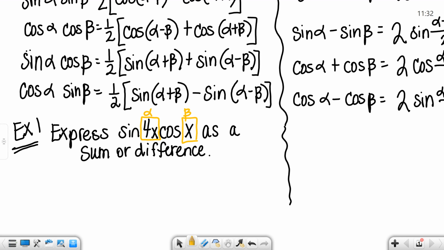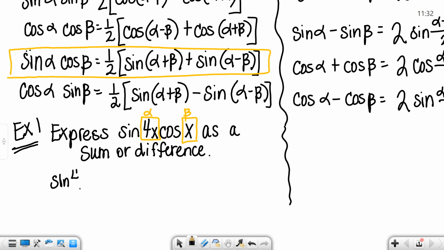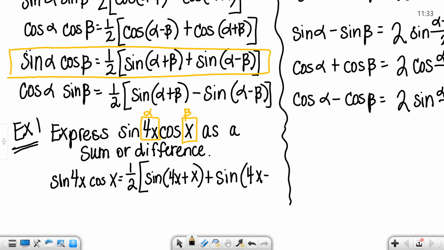So this problem says sine alpha cosine beta. This formula right here, sine alpha cosine beta. So we're going to use that formula. We've got the sine of 4x times the cosine of x. Now we're using our little formula: 1/2 times the sine of 4x plus x plus the sine of 4x minus x.